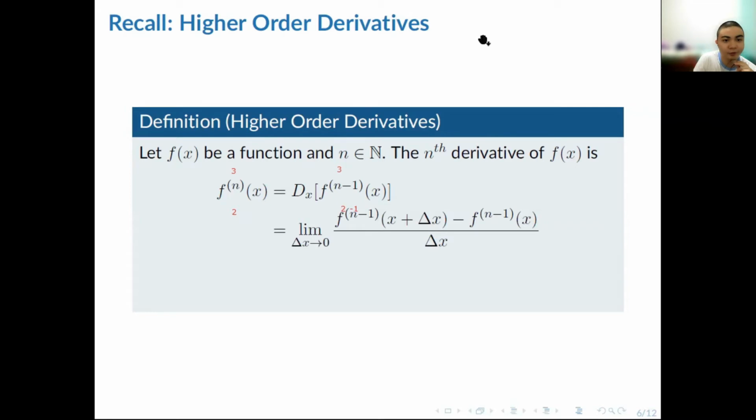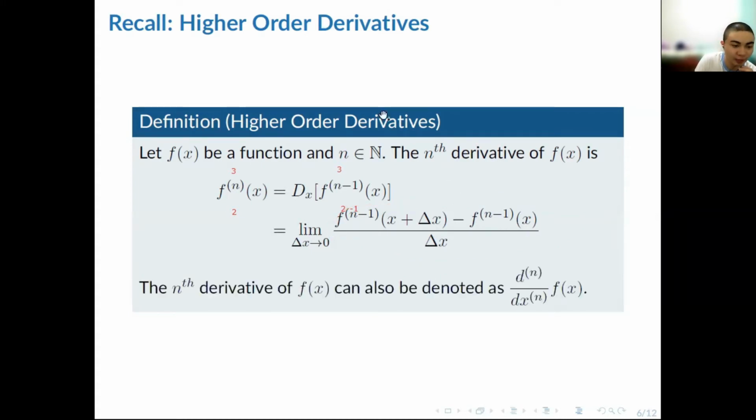So, kung gusto niyo ng mahabang formula, ayan. So basically, same form lang siya kagaya nung nakita ninyo sa definition ng derivative. So, yeah. The nth derivative of f of x can be also denoted as this one, no?